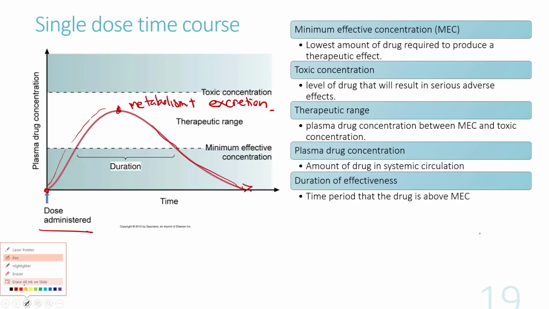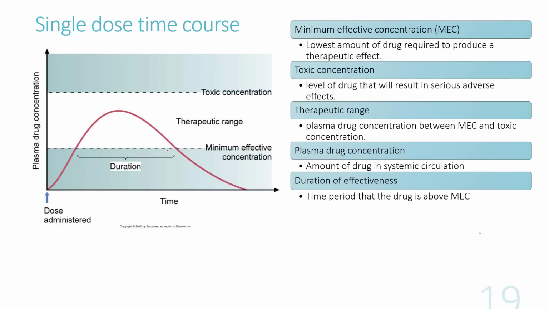Now you see over here there are a couple of dotted lines. The first dotted line, the lower one, is the minimum effective concentration. Anything above that is when the drug works. Anything below that, the drug doesn't work. So minimum effective concentration is that sweet spot above where the drug actually has an effect.